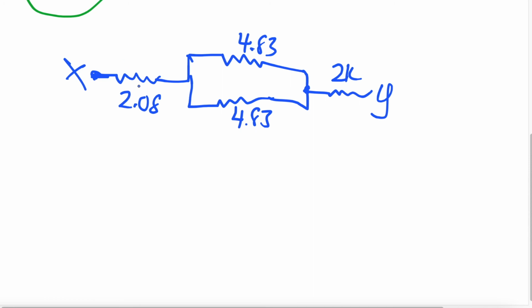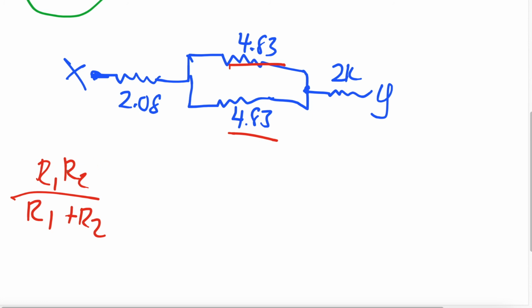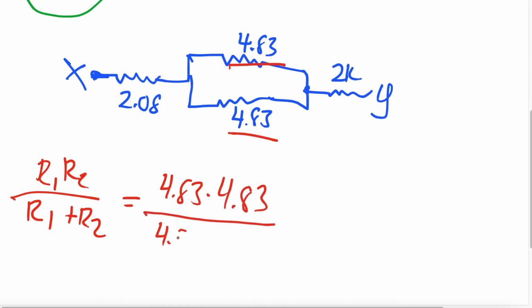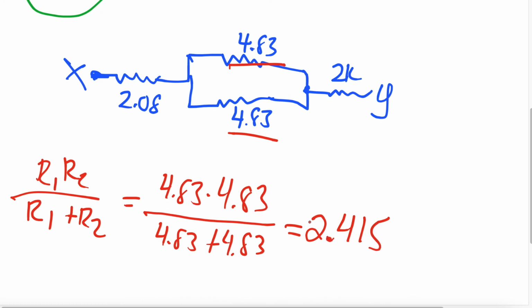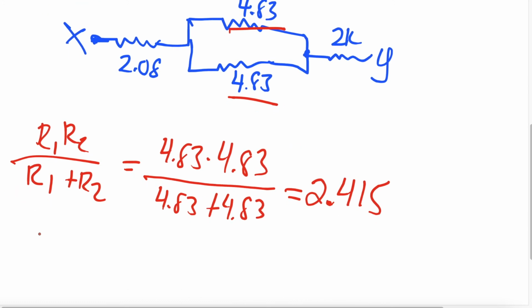So what can we do here? Well, we know that this 4.83 and this 4.83 are in parallel with one another. So now we can easily solve for that. To find resistors in parallel, we know that it's R1 times R2 divided by R1 plus R2. So essentially, it's 4.83 times 4.83 divided by 4.83 plus 4.83, which is equal to 2.415. So we get 2.415.